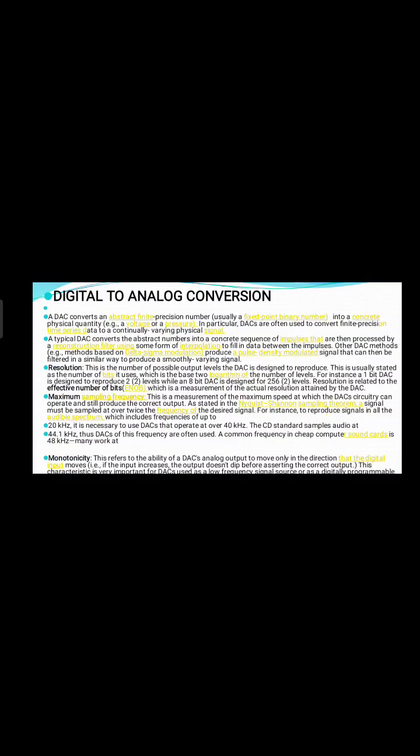An ADC converts a concrete, precise number into an abstract one, and a typical DAC converts the abstract number into a concrete sequence. Resolution is the number of possible output levels the DAC depends on in its design for the reproducibility of a value. The maximum sampling frequency is the rate at which the DAC circuit can operate and still produce the correct output. Monotonicity refers to the ability of the DAC output to move only in the direction the input moves. These characteristics are important when the DAC is used at lower frequency.